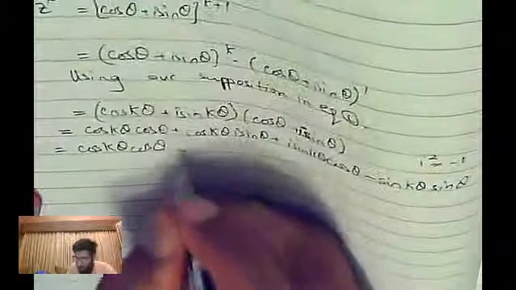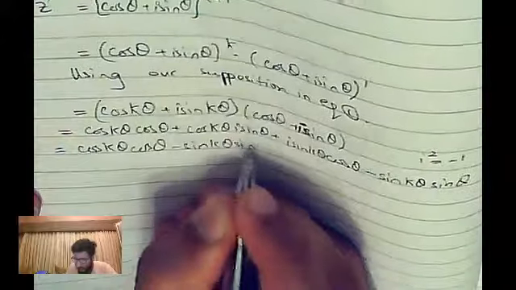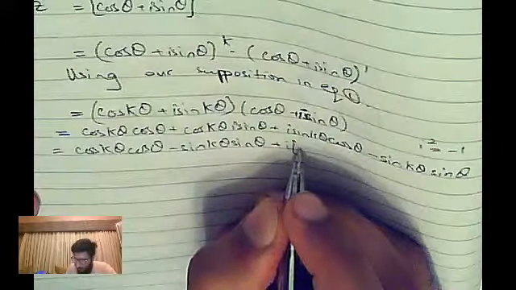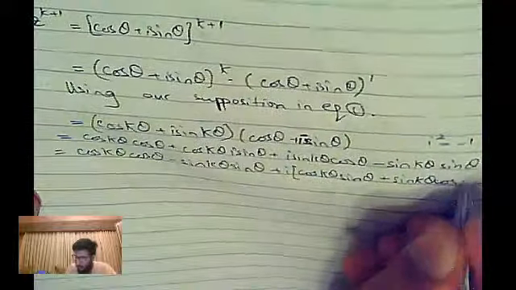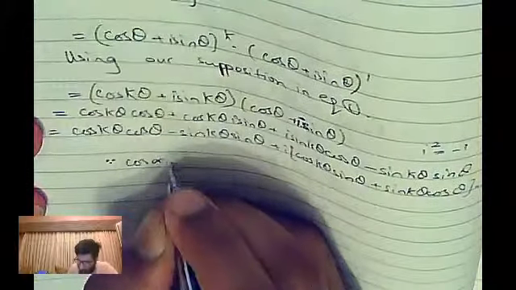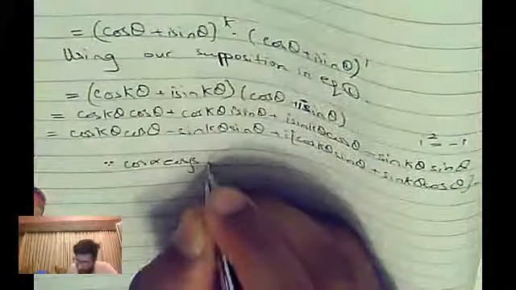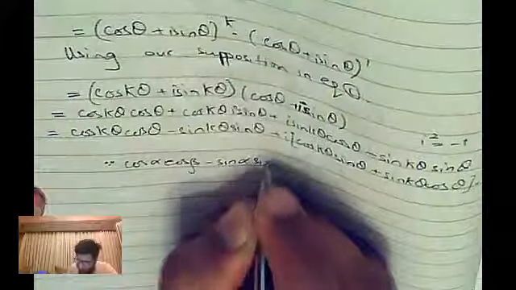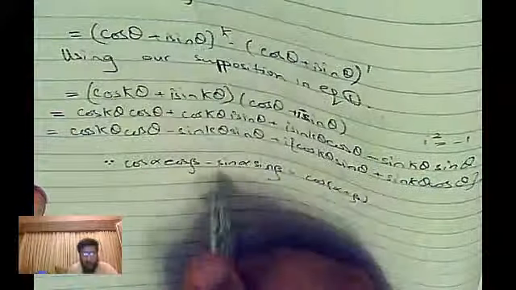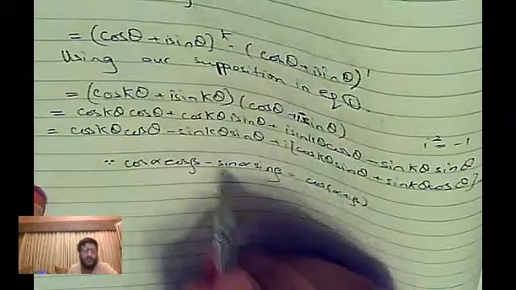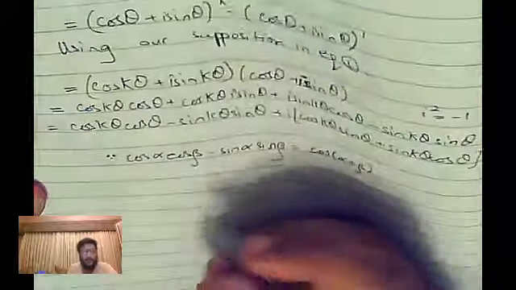Cos k theta cos theta minus sine k theta sine theta plus iota times cos k theta sine theta plus sine k theta cos theta. Okay, now we have two formulas over here that say cos alpha cos beta minus sine alpha sine beta gives us cos alpha plus beta. When a minus sign exists over here, this is a plus, and when there's a plus over here, this should be a minus.